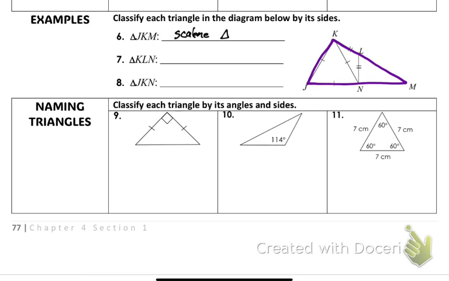Now, if you look at KLN, that one should be a little bit more obvious. What kind is KLN? Are all three sides congruent? How many sides are congruent? Two. So it's got to be an isosceles triangle because there's only two that are congruent to each other. So that's going to be an isosceles triangle.